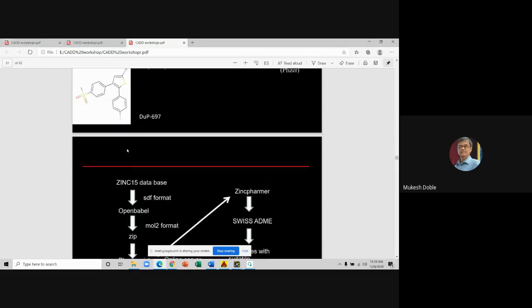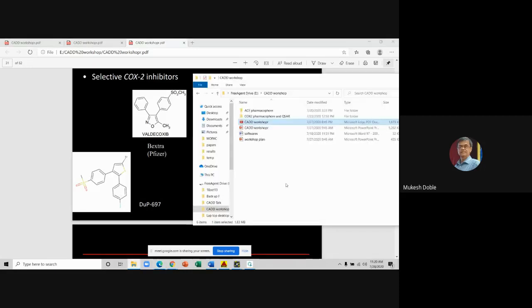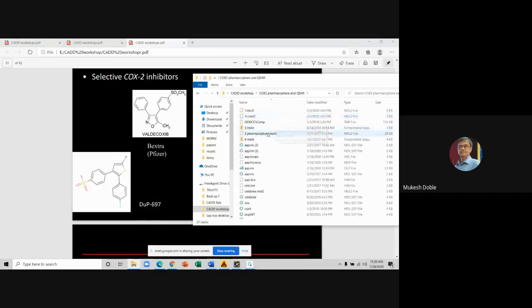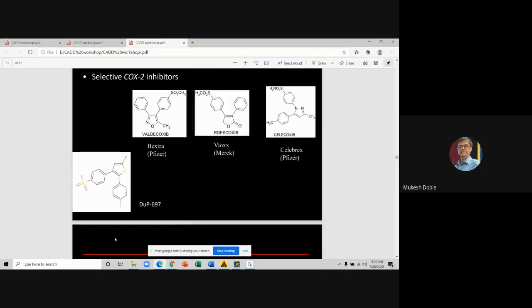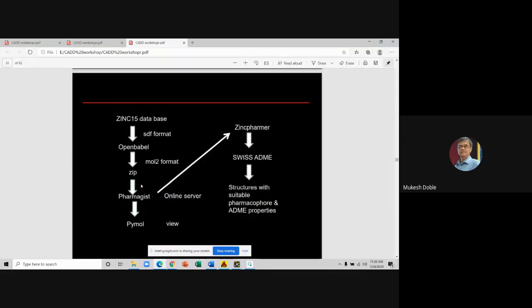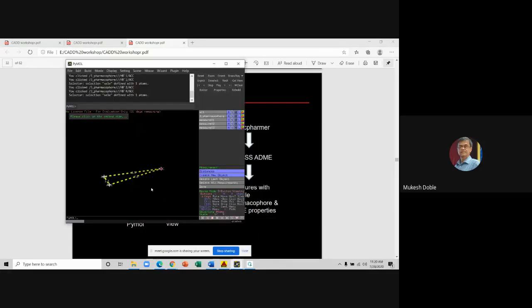Then we put all these four structures, mol2 files, into a zip, as I showed you here. And then what did I do? I went to PharmaGist and uploaded the zip format. Once I uploaded, the results come through email. The results give you various scores. We took the topmost score, and we viewed that topmost score inside PyMol.